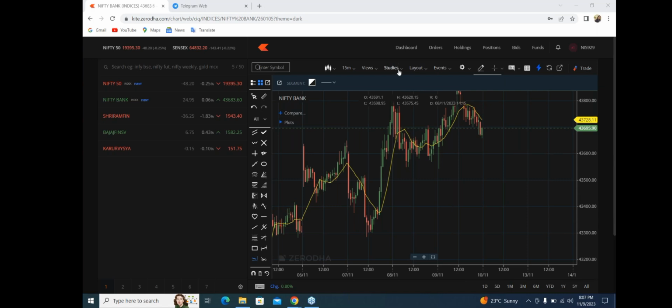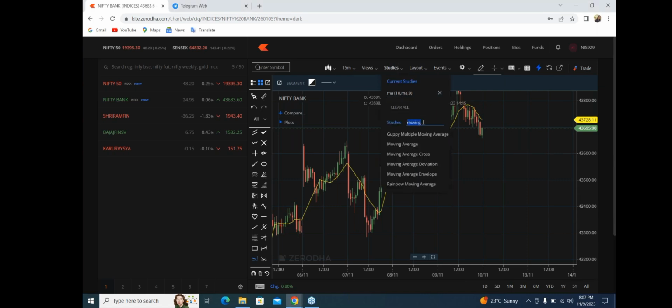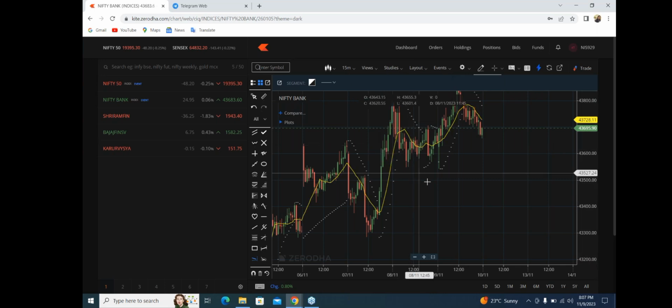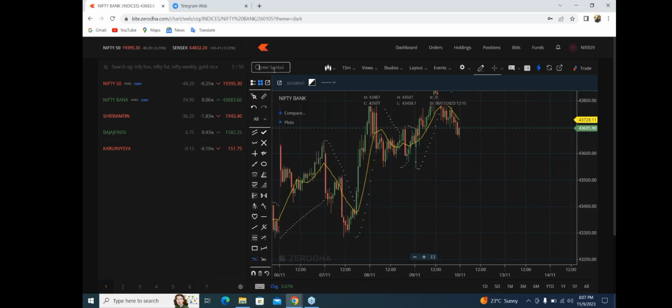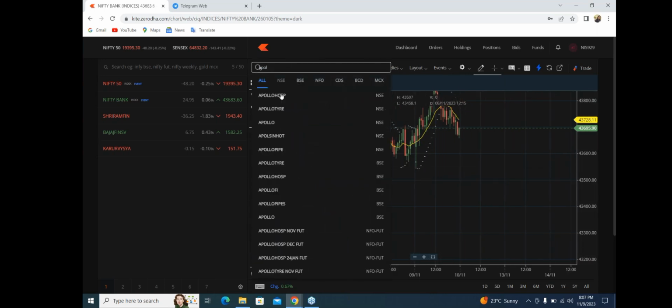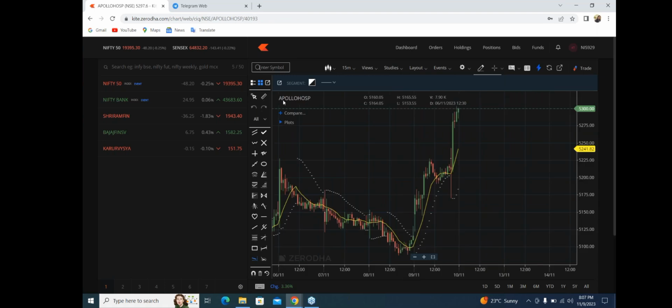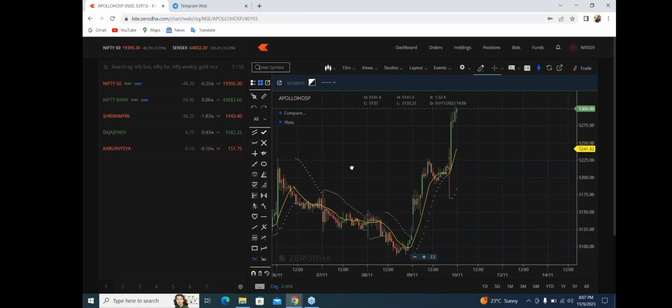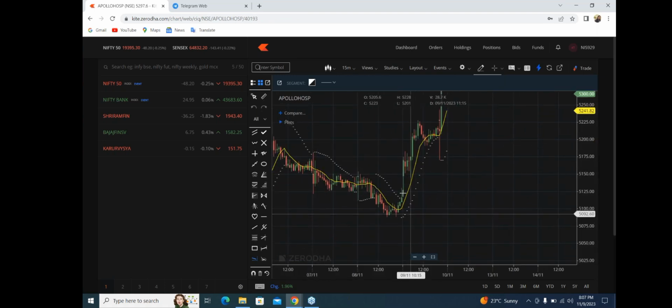Okay. Let me add parabolic SAR. We are using parabolic SAR default setting. So let me take Apollo Hospital. So in Apollo Hospital today, you can just see. So what is the functionality of parabolic SAR? Parabolic SAR is a trend indicating indicator.